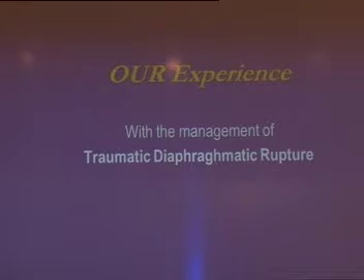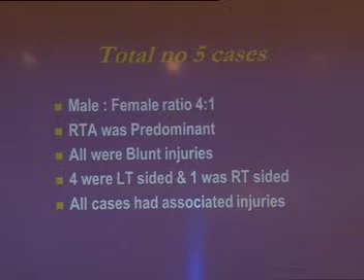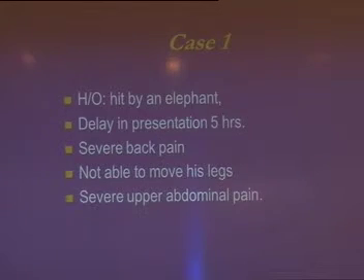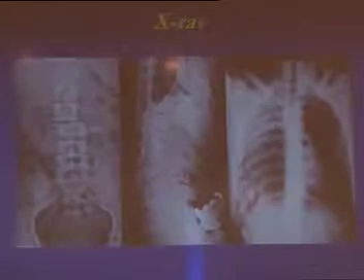Now coming to our experience with the management of traumatic diaphragmatic rupture, we had 5 cases in total. RTA was the predominant cause and all were blunt injuries. 4 were left-sided and 1 was right-sided. All cases had associated injuries. The first case, a 24-year-old male college student, was hit by an elephant, and he came to us after 5 hours with severe back pain and severe abdominal pain, not able to move his legs.